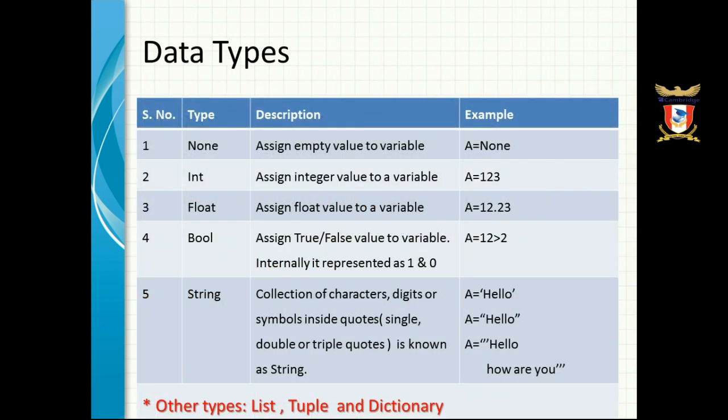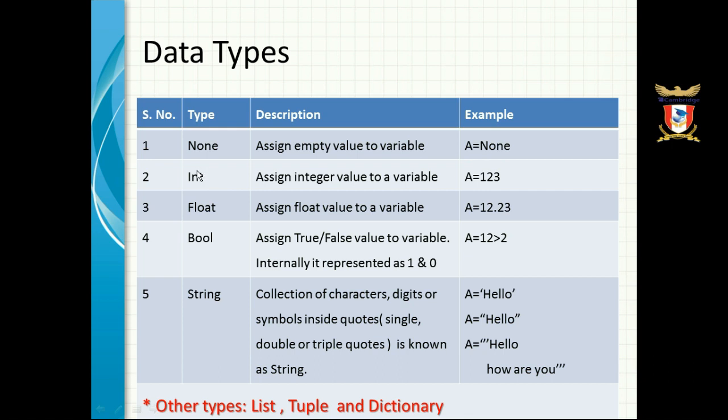So these are the main categories of data types in Python. Next we will discuss the data types table. First we have a special type in Python known as None. This type assigns an empty value to a variable. That means the variable will contain nothing. We can use it like a equal to None. When you assign the None value to a variable, it means we are not going to store anything. We are just declaring a variable without assigning any value to it.